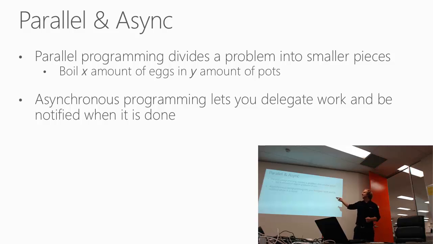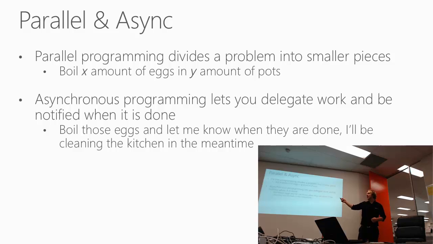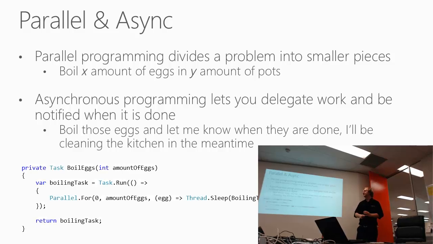So there's a slight difference between these two. So here's an example of how we can combine parallel programming with asynchronous programming. We can boil the eggs that we have in our pots, and then we can go ahead and do something else, like clean the kitchen or something like that. And then when the egg timer goes off, we can come back to the stove and remove the eggs from there and eat them, or do whatever we like with them. And here's an illustration of how we can do that. So we simply run a task here with a parallel for loop inside it, which just illustrates a boiling time.